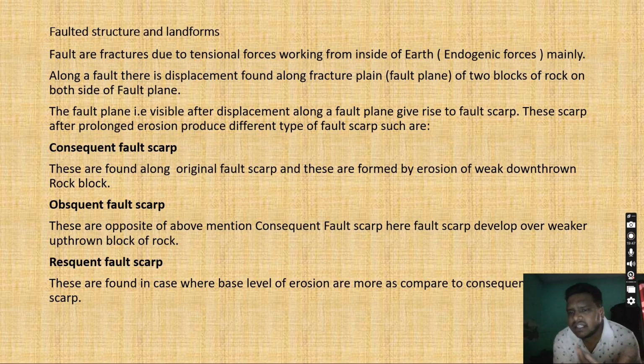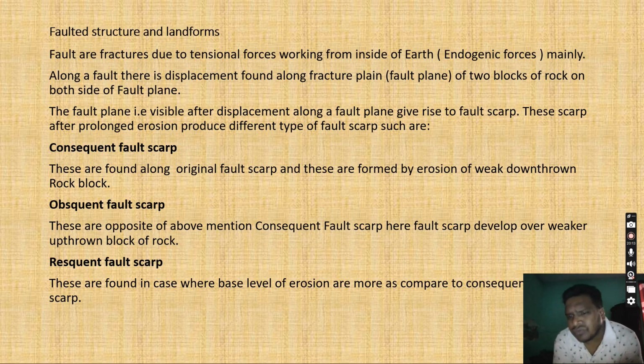After erosion we call it fault scarp. So we have three types of fault scarp: consequent fault scarp, obsequent fault scarp, resequent fault scarp. When along the fault plane there is erosion, and it is a normal fault, in that case we call it consequent fault scarp. Then we have obsequent fault scarp.